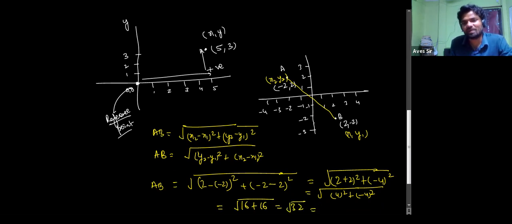Okay, and you need to keep in mind that distance can never be negative. If you are calculating distance and you find that it is negative, it cannot be negative. It means if you have committed some mistake somewhere. Okay, so you need to keep in mind that the distance should not be negative.